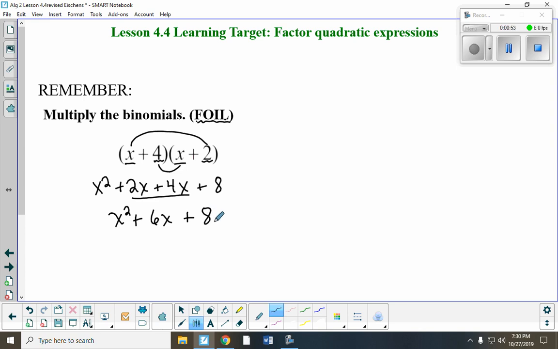Now, the factored form then is x plus 4, that quantity, times the quantity x plus 2. And what we need to understand is how this relates to this. So first of all, the first term came from multiplying the two first terms here. The last term came from the product of the 4 and the 2. This middle number right here came from when we found the outer and the inner and added those together. So the outer and the inner, we add those together. So those numbers that we added together, the 4 and the 2, those are the factors of 8.